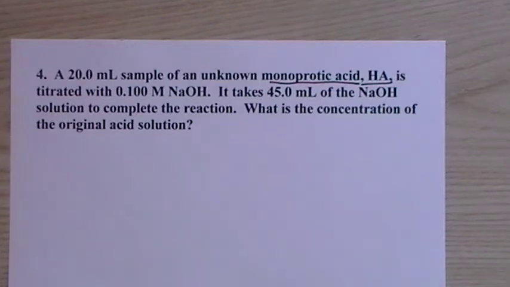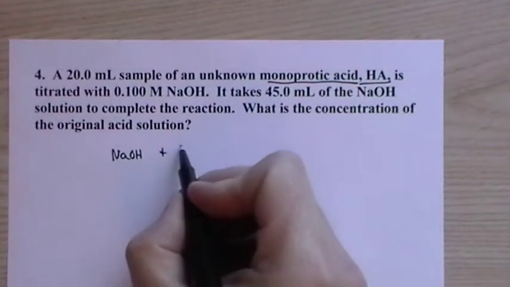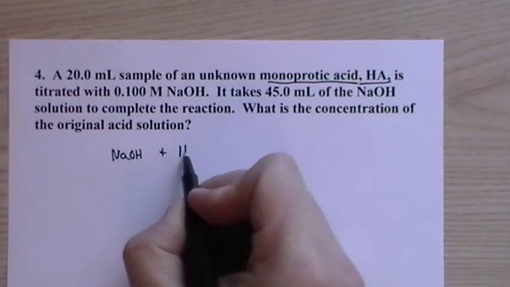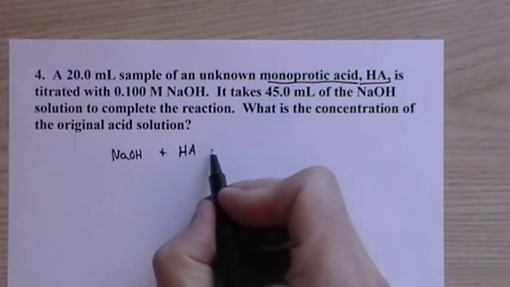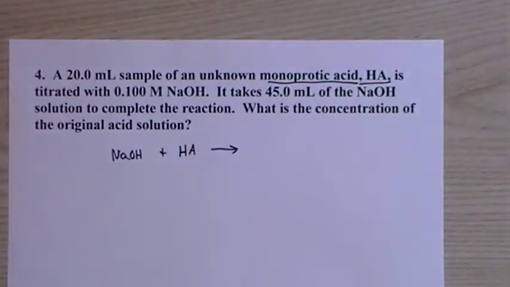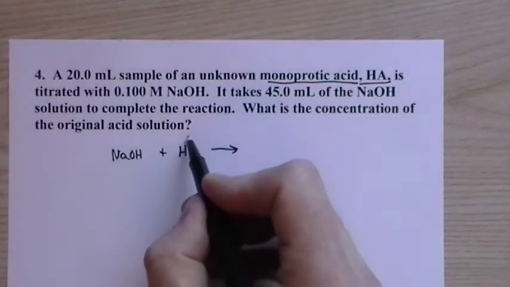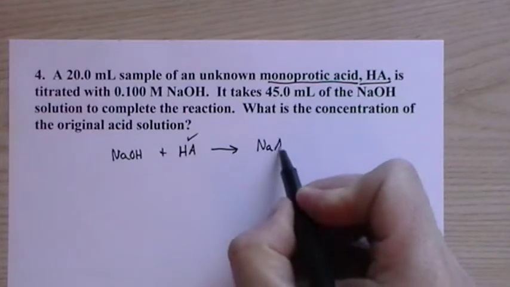A 20 mL sample of unknown monoprotic acid is titrated with sodium hydroxide. It takes 45 mL of sodium hydroxide to complete the reaction. So we have sodium hydroxide. Remember we had acetic acid that was HC2H3O2, but this is just HA. A is the counter ion, and for acetic acid it is the acetate ion. We're not going to worry about what it is, and that's why we often put it into this form, because just saying HA, all that's important is that it's an acid and it only has one H+ to react. So this is going to be a 1-to-1 problem.